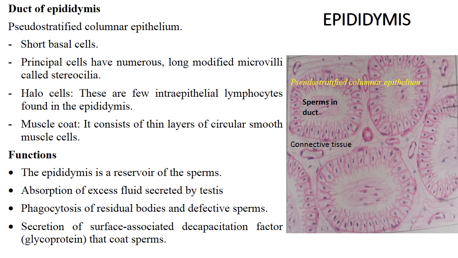of epididymis. The duct of epididymis is lined by pseudostratified columnar epithelium with stereocilia. This means there are two types of cells in the duct of the epididymis: tall principal cells and short basal cells. Principal cells have numerous long modified microvilli known as stereocilia, and their function is absorption of the secretion. The halo cells are few intraepithelial lymphocytes found in epididymis. Then the basal cells, they are germinative and they are shorter.